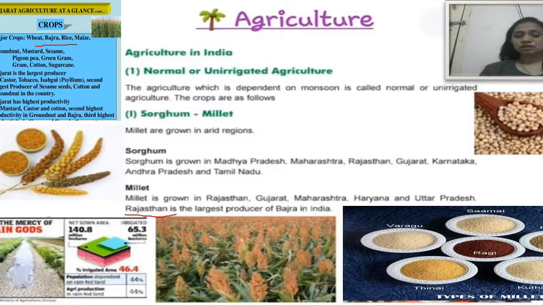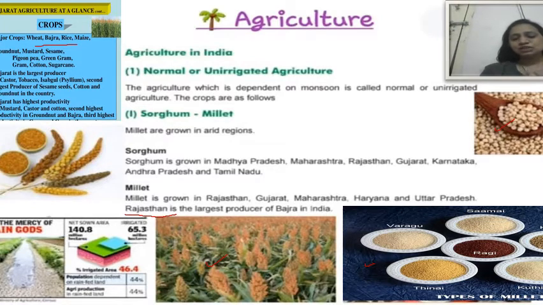And Gujarat is the largest producer of castor, tobacco, sesame seed, cotton and groundnut in the country. So here, in the lower right-hand picture, you can see the different types of sorghum. Okay, so these are different types of millets. Here in the picture you can see sorghum. Okay, this is a field of bajra. This is a picture of the field of bajra.